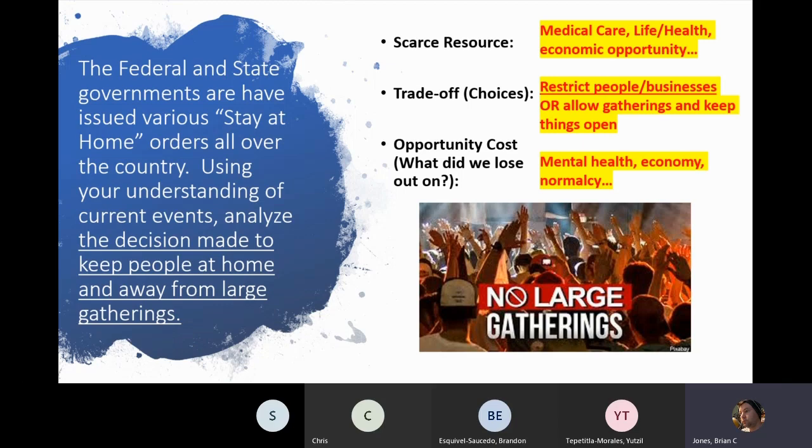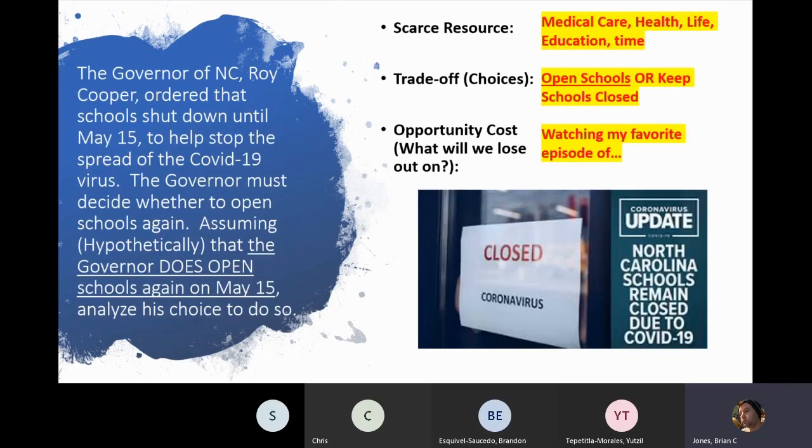Okay, any questions on that one? So we got the last one here. The last one is specifically about school. My scenario takes it a different way, but we know by now that schools are going to stay closed. But here in this scenario, Governor Cooper ordered that schools shut down until May 15th to help stop the spread of COVID-19. The governor must decide, and he's already decided, whether or not to open schools again. Now here, hypothetically, assuming that the governor did open schools again, analyze the choice. But we could talk about both ways.